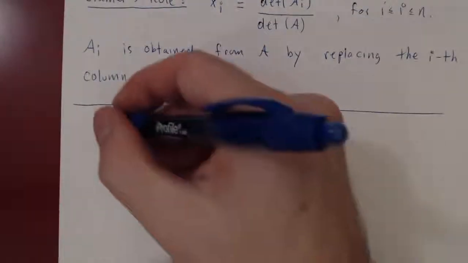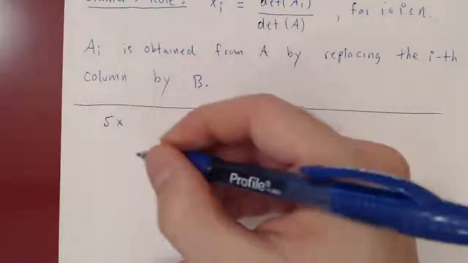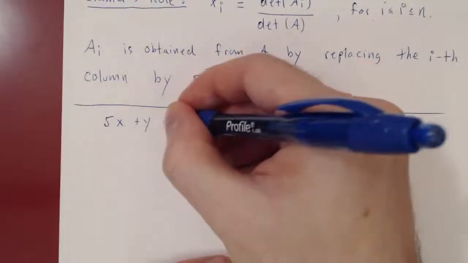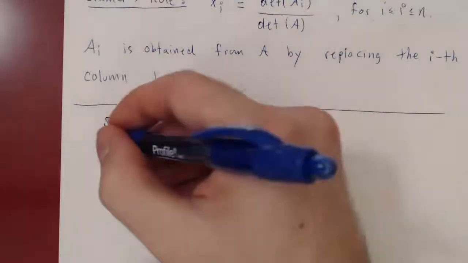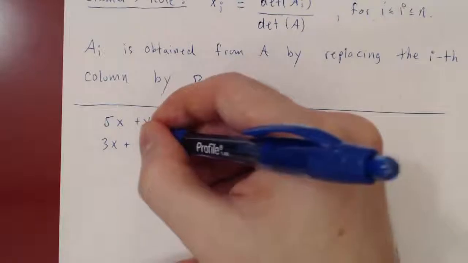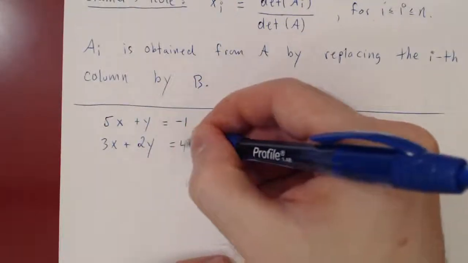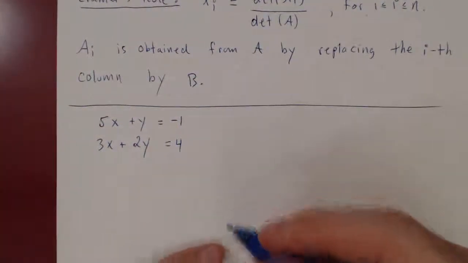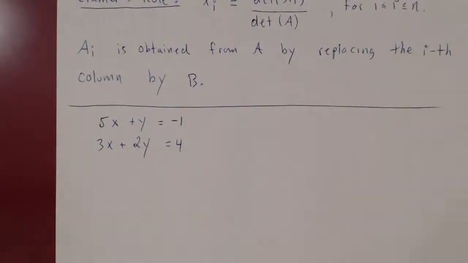Suppose we're asked to solve the system 5x plus y equals -1 and 3x plus 2y equals 4. Right? We know we can solve the system using row reduction.